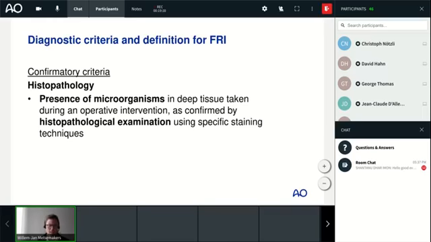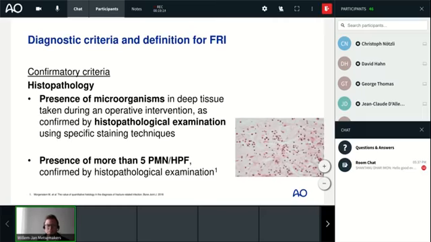And more recently, a paper from the Oxford group published that the presence of more than 5 polymorphonuclears per high power field should also be included and is therefore also included as the histopathological sign. But remember, this is only for chronic cases. So this means the chronic non-unions, for example, here this sign is also included as a confirmatory criterion.